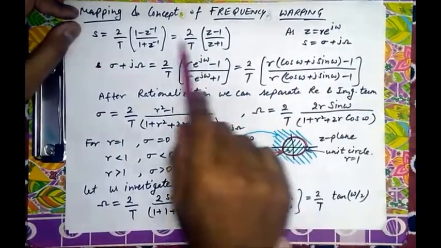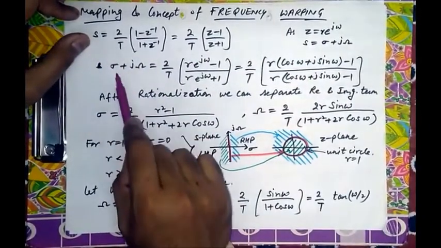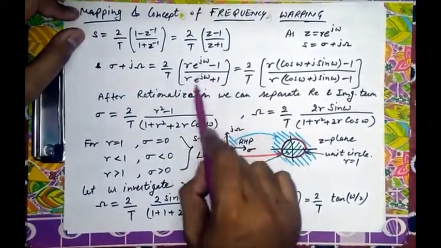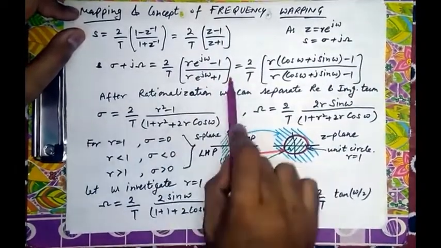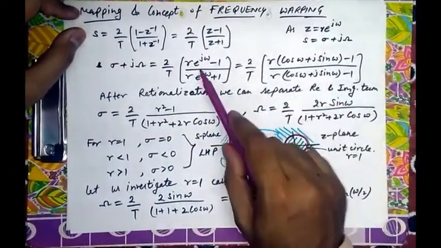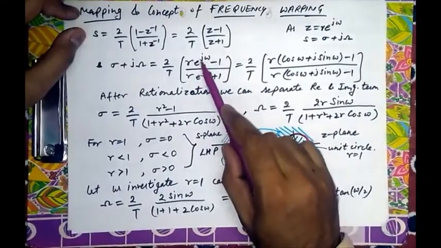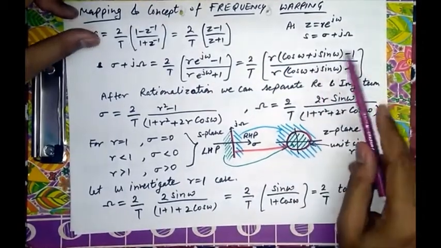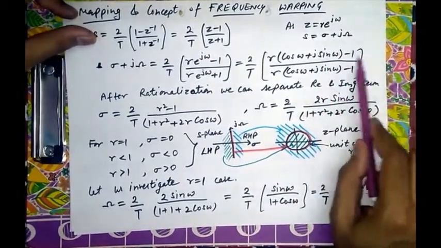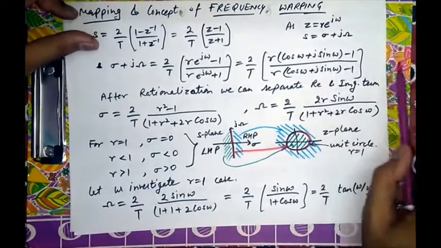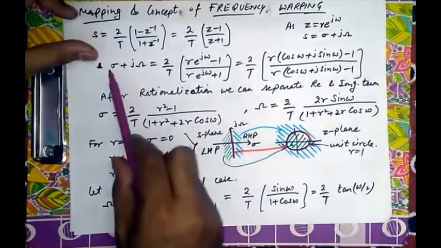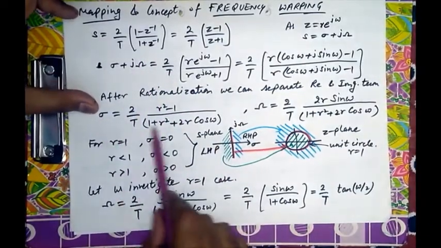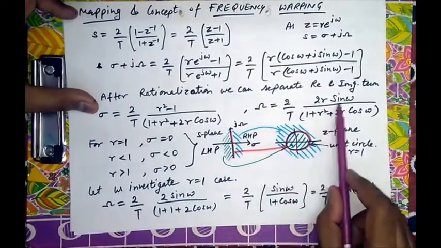Putting these two identities in this equation, s is replaced by sigma plus j Omega, and z is replaced by r e raised to the power j omega. Using Euler's formula, e raised to the power j omega is equal to cos omega plus j sin omega. Putting in Euler's formula and doing some rationalization, which I have not done here, and separating the real and imaginary parts, and comparing the real part with sigma and the imaginary part with Omega, sigma is equal to this, and the Omega part is 2 by T times 2r sine.